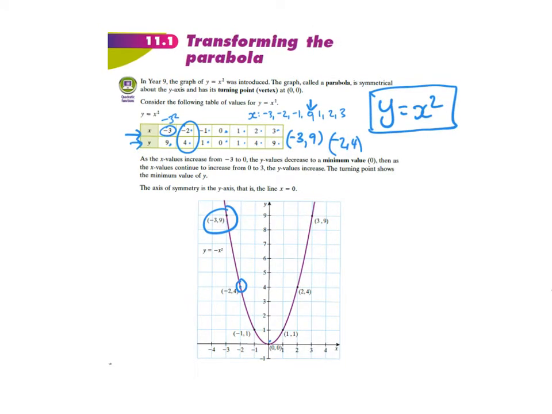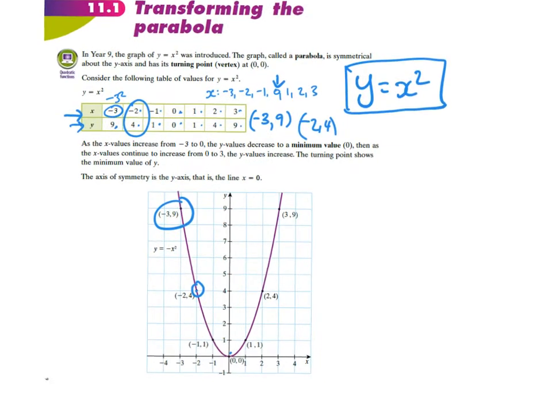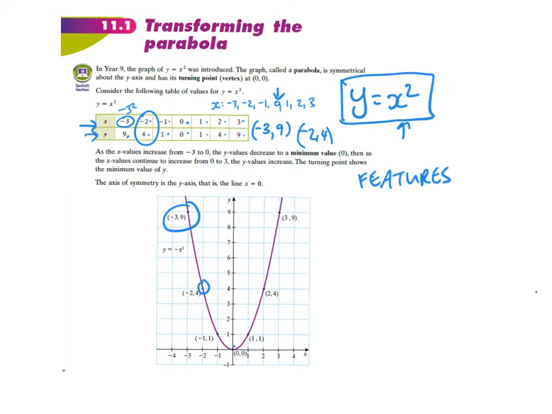What you will notice here on the graph is a series of features that you need to be aware of. So typical features on this graph of x squared and all other parabolas. Now, a parabola is the graphed quadratic equation. It's the shape of it. So this guy here is called a parabola. I don't care if you call it a parabola, but it is a parabola.